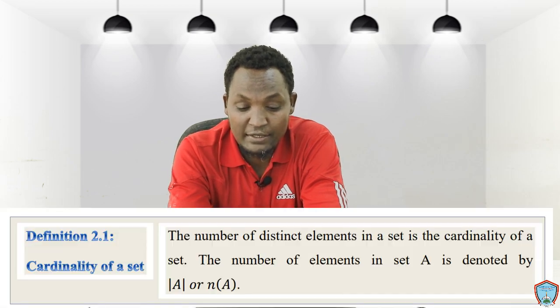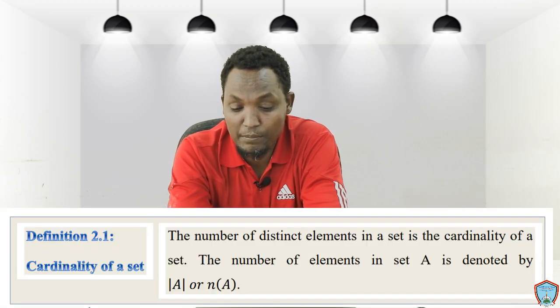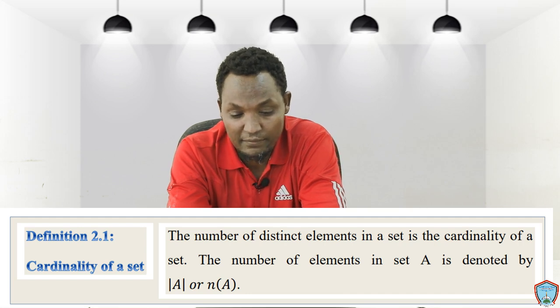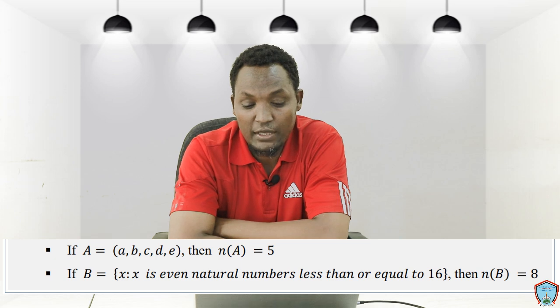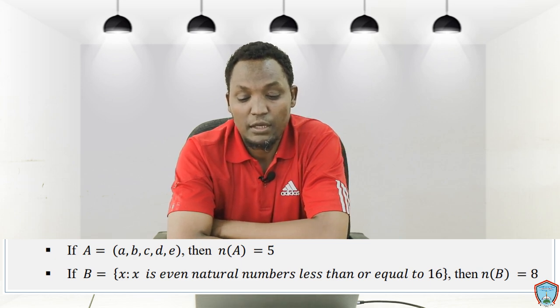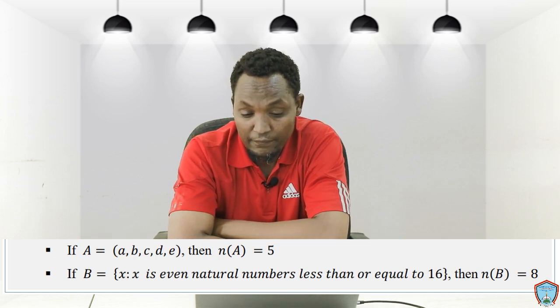Next, we will discuss relationships between sets. One important concept is cardinality, which refers to the number of distinct elements in a set. The cardinality of a set A is denoted by n(A) or |A|. For example, if a set contains 5 elements, its cardinality is 5. Cardinality allows us to compare the size of different sets, which are equal if they have the same number of elements.